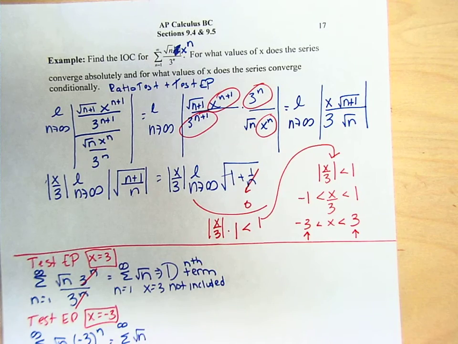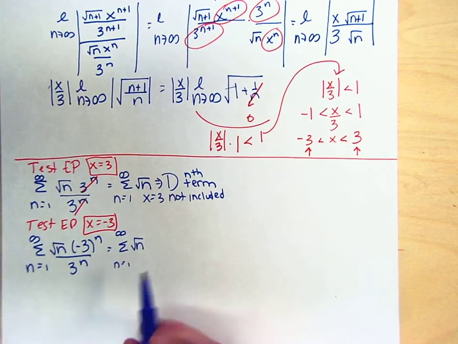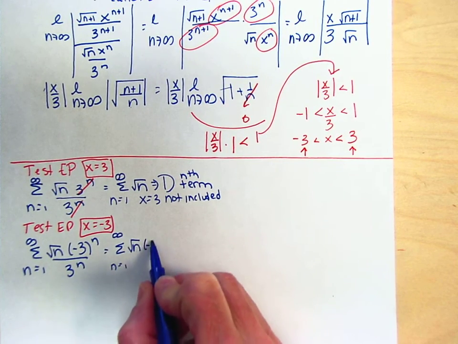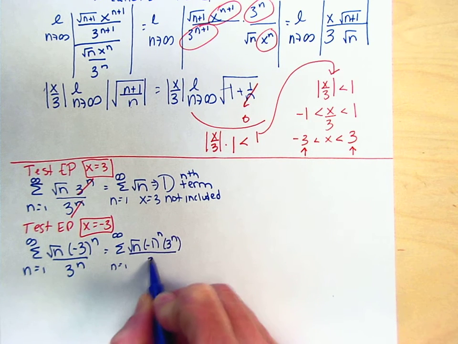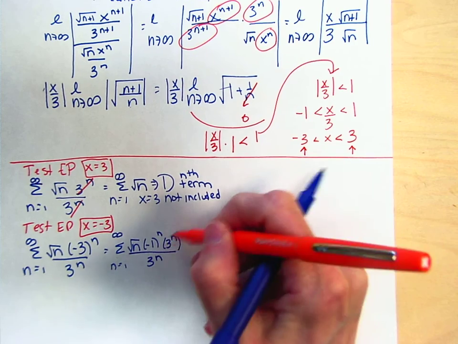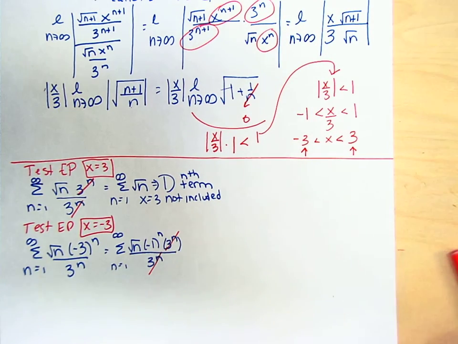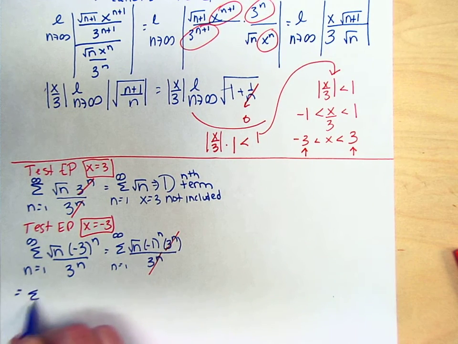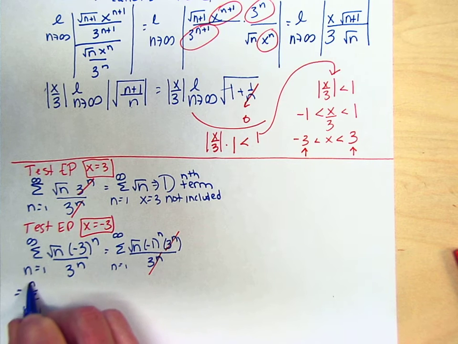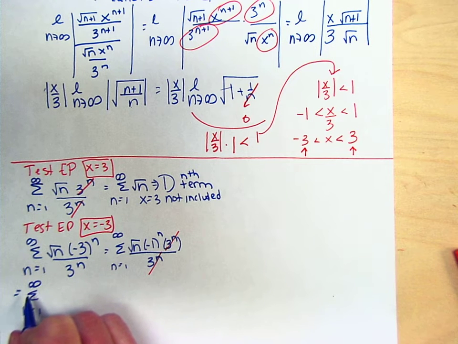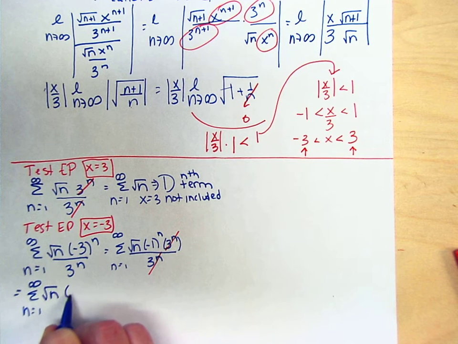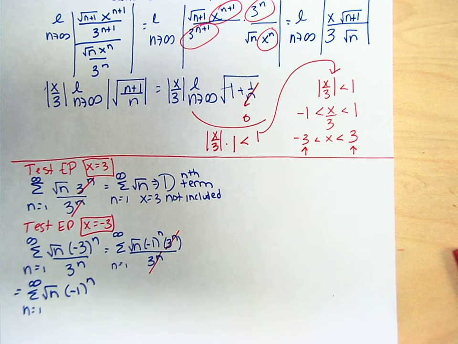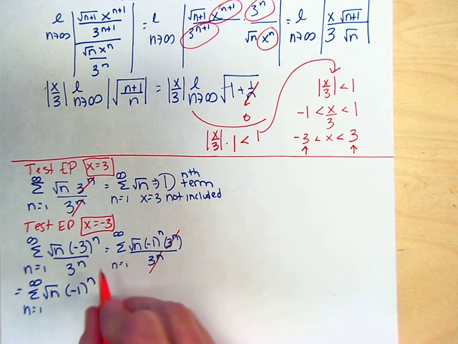So let's pull out the term that's affecting the negative. So this is minus 1 to the n, 3 to the n, all over 3 to the n. The 3 to the n's cancel. And so now we're looking at the sum from n equals 1 to infinity of the square root of n times negative 1 to the n. So since this is alternating, we're going to use Leibniz's theorem.